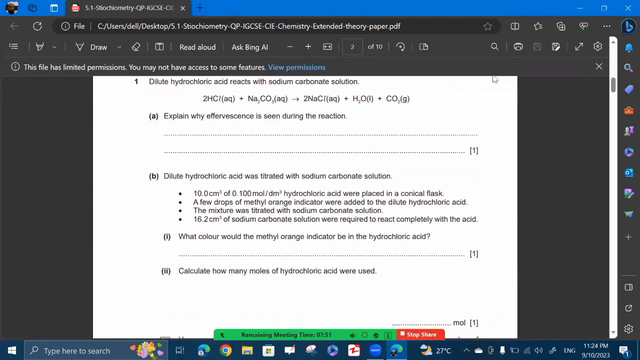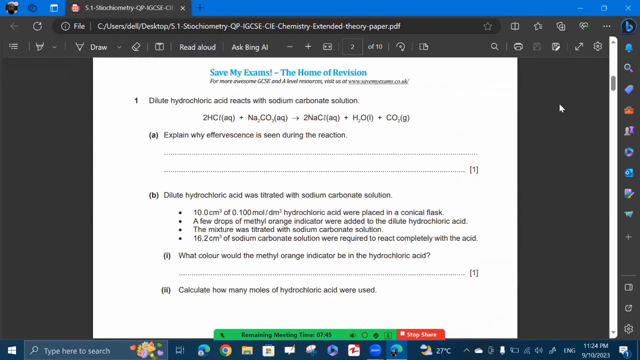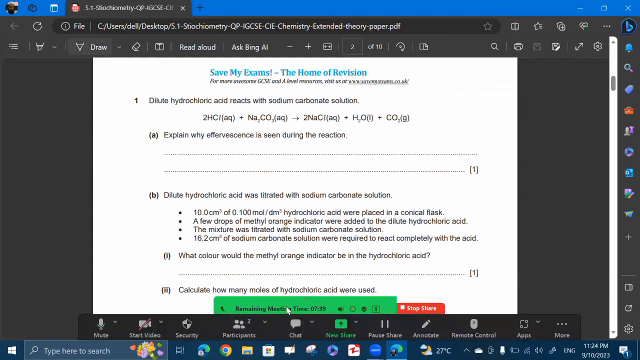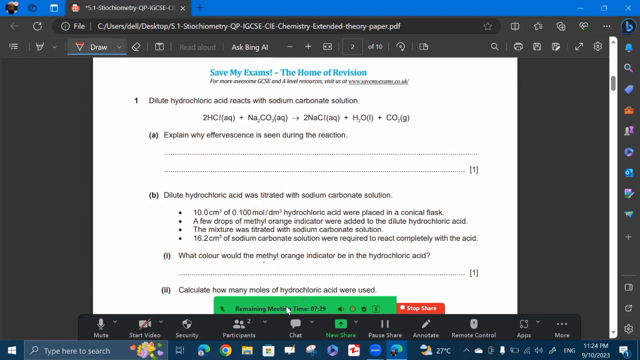Which type of question is it? Dilute hydrochloric acid reacts with sodium carbonate to form sodium chloride, water, and carbon dioxide. This is the balanced chemical equation. Let's discuss it. Dilute hydrochloric acid, this is the acid, reacts with the sodium carbonate and produces what? What happens when they react with each other?